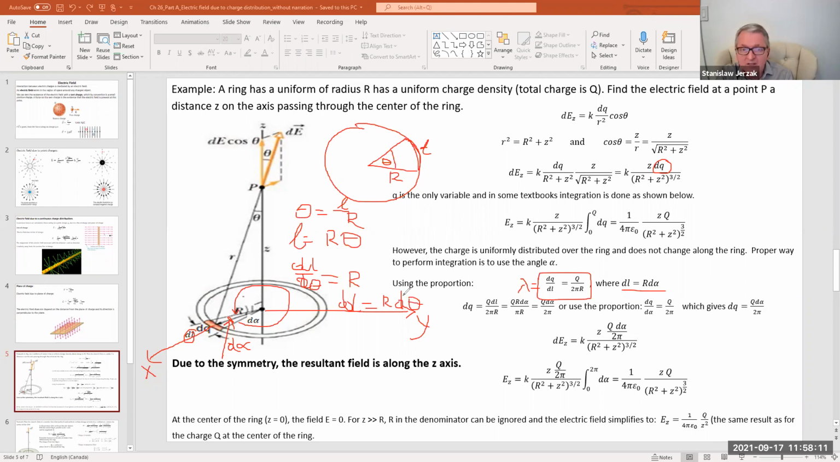The only regret I have is that I should have called this not theta, but alpha. So change this theta to alpha, here to alpha, and here to alpha. I should have used the symbol alpha, not theta. Then of course dL is equal to R d alpha, which I have written. If this is not clear, please watch the tutorial video where I explained this as well.